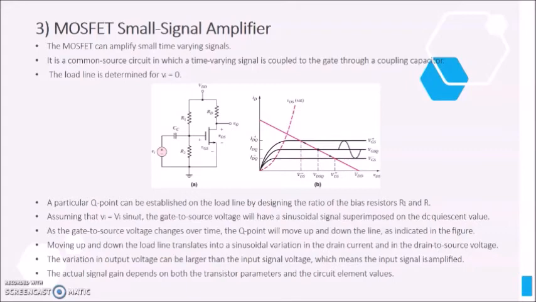Moving up and down the load line translates into a sinusoidal variation in the drain current and in the drain-to-source voltage. The variation in output voltage can be larger than the input signal voltage, which means the input signal is amplified. The actual signal gain depends on both the transistor parameters and the circuit element values.